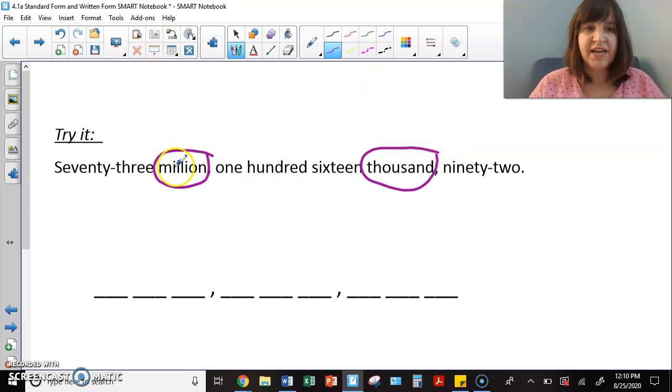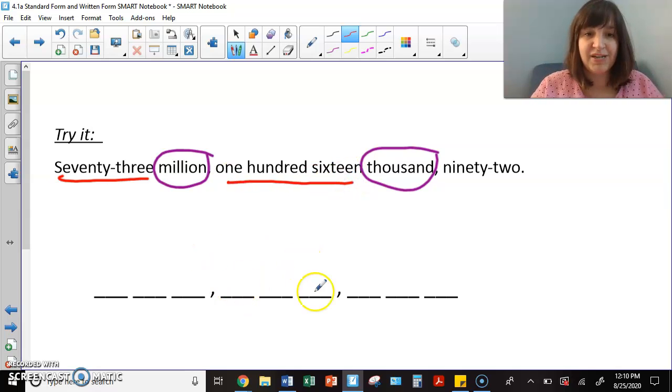I'm going to circle the word million and the word 1,000. Everything that comes before the word million is going to go on this first set of lines, because this million is the same thing as this comma. Everything in the middle is going to be written on my middle lines, because it's in between my million comma and my 1,000 comma. Everything after my word 1,000 is going to be written on my last set of 3 lines, because it comes after my comma 1,000.